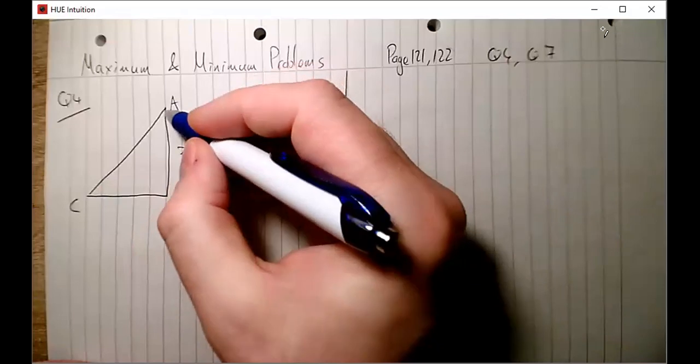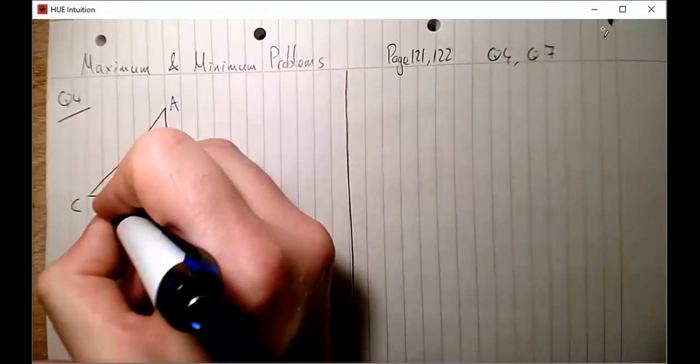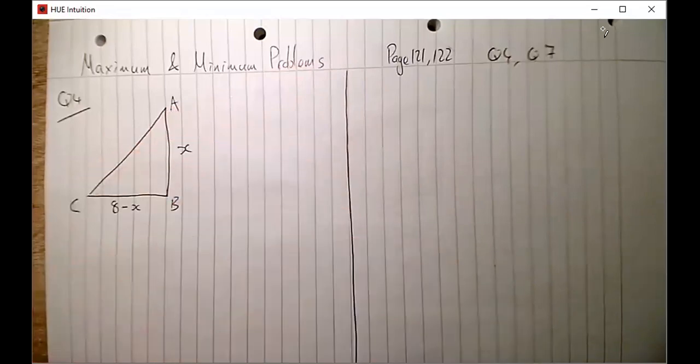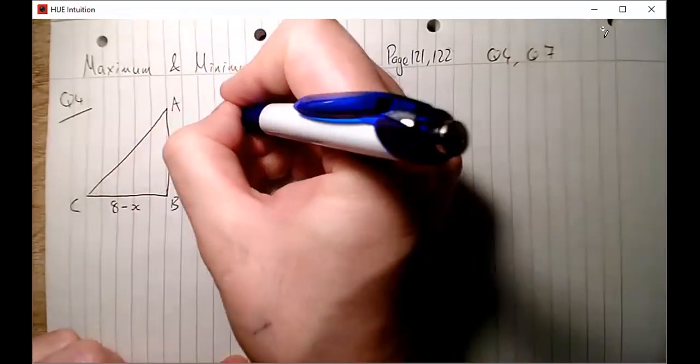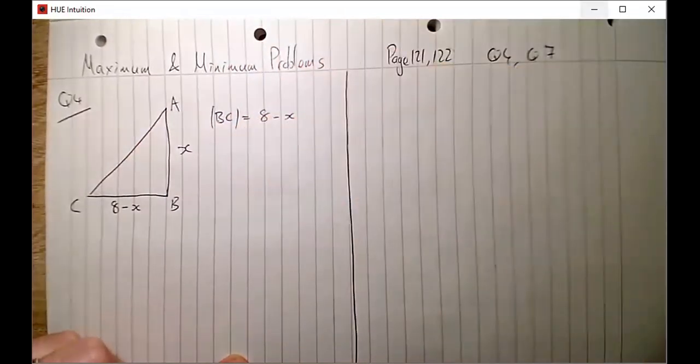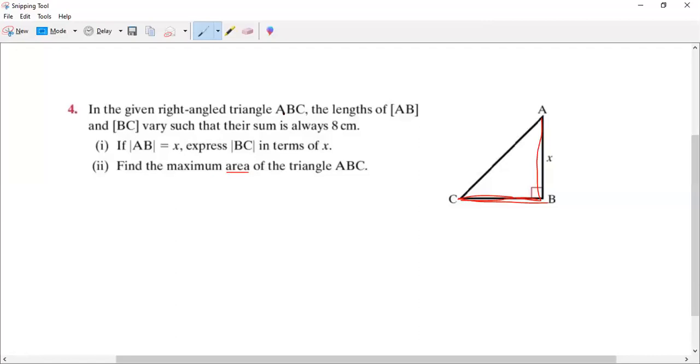Okay, well, hopefully that's manageable enough. This and this together have to be 8. So this is 8 minus x. If that was 3, this would be 5, for example. Okay, so BC equals 8 minus x centimeters, I suppose. Yeah, centimeters, you can see there is the unit.